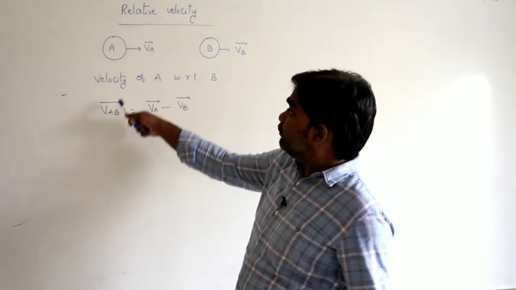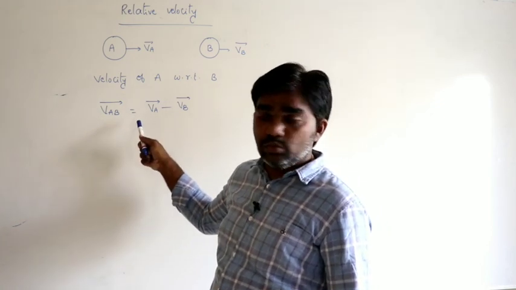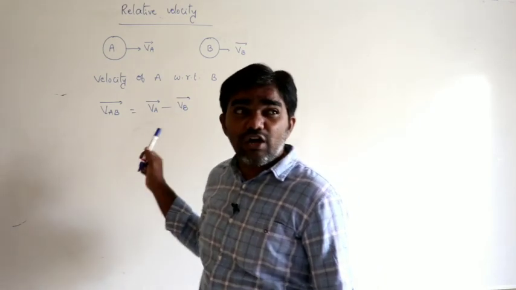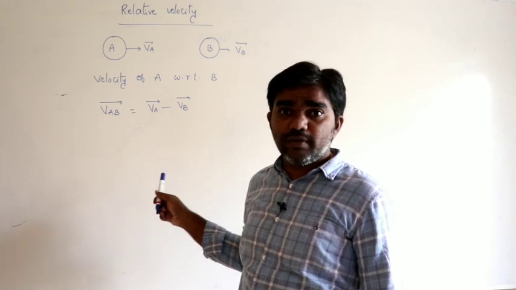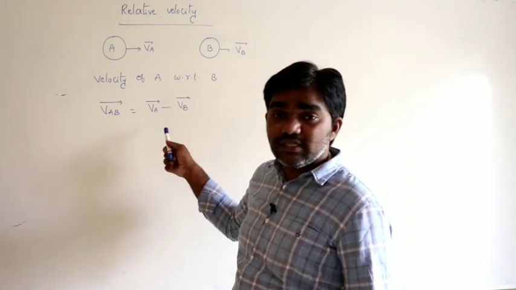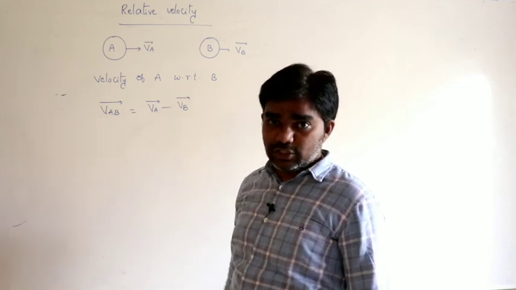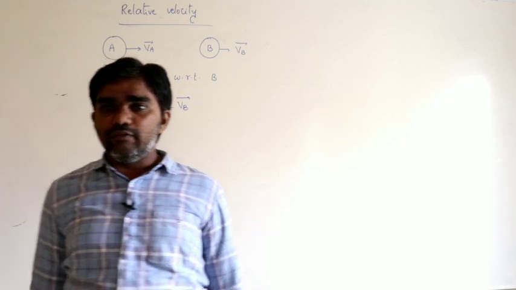So now velocity of A with respect to B, that means VAB bar is equal to VA bar minus VB bar. This is not algebraic subtraction, not at all. It is the vector subtraction. So how can you calculate vector subtraction?